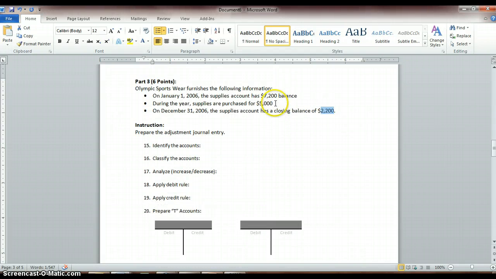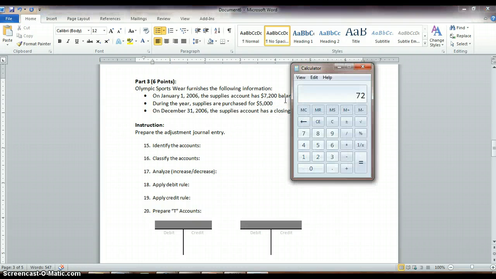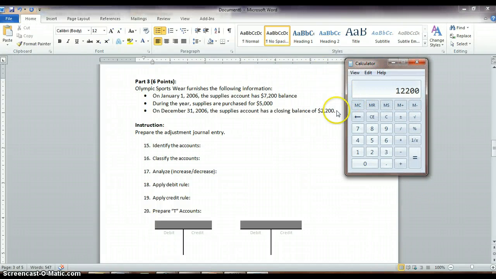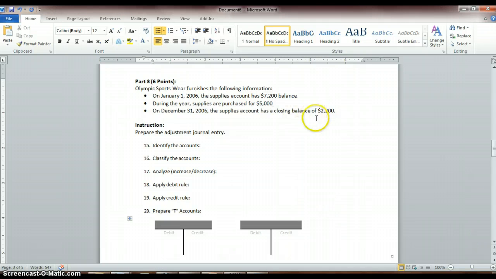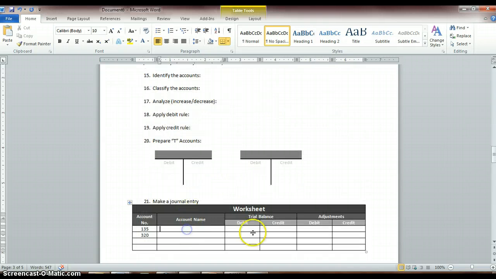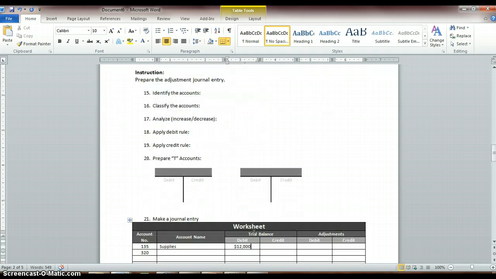So you're going to start off with, you're going to add this $7,200 plus $5,000, and that's going to be the amount you're going to start working with, and then you ended up with $2,200. Okay, so those are the amounts you're working with. So I'll fill this in for you. Supplies, we started with $12,200, excuse me.